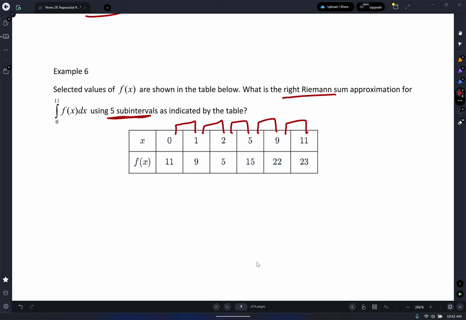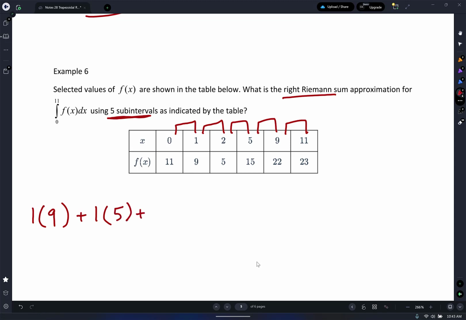I'm linking them to what I'm going to be using. All right. What's the width of my first rectangle? 1. And they want me to use a right Riemann sum. So what number am I going to use? 11 or the 9? The 9, because it's the rightmost value on the curve. Does that make sense? Plus, between 1 and 2, what is that width? 1. And what value am I using? 5, because it's the rightmost value.